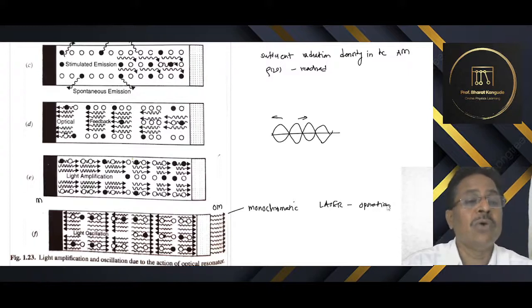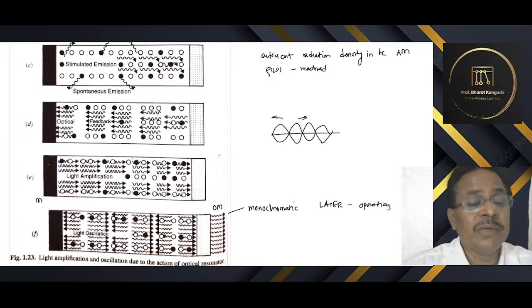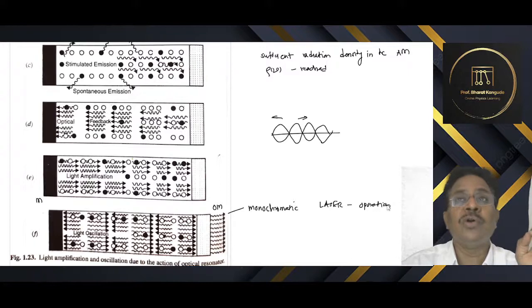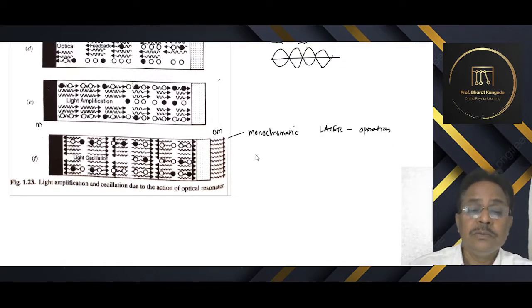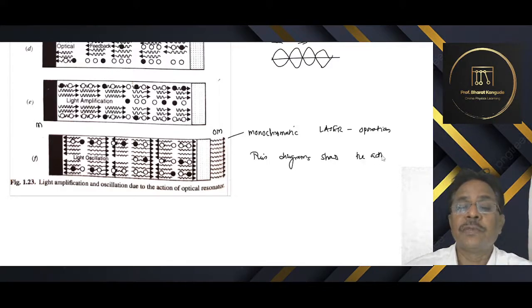Just try to understand how stimulated emission, how feedback, how light amplification comes in place, how light oscillation takes place, and that's why it is called an optical oscillator. Therefore, in the entire diagram it's been mentioned: light amplification and oscillation due to the action of the optical resonator. So this diagram shows the action of the optical oscillator.